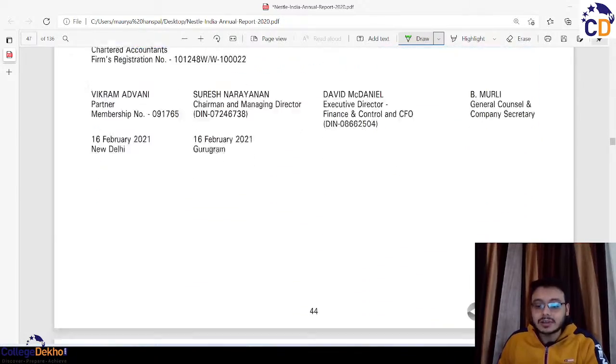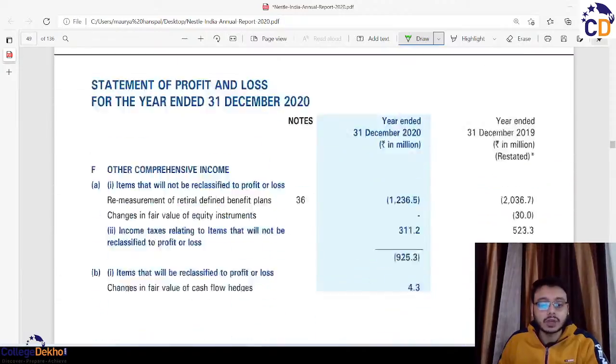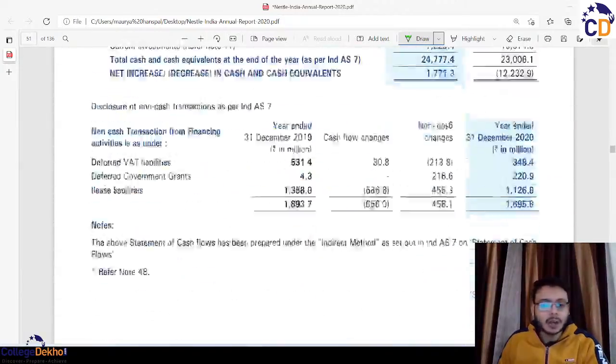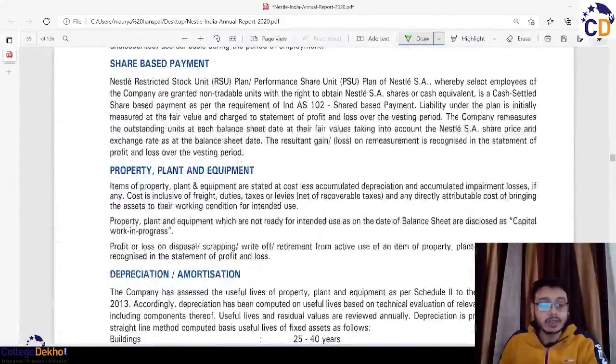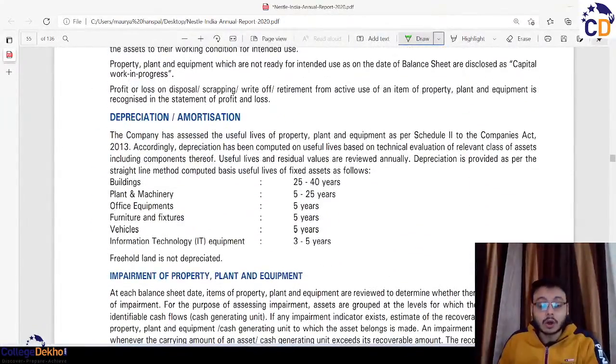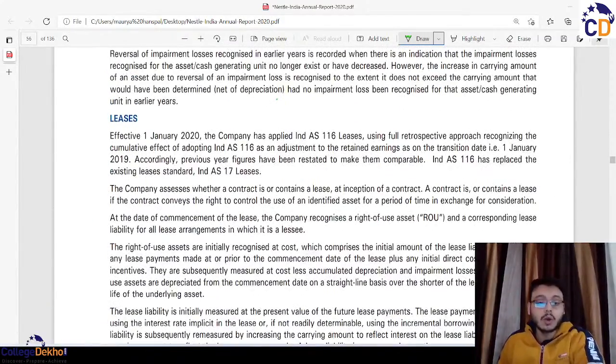So that we tried to understand in the previous session, and we had a detailed understanding of the notes to accounts, and we analyzed some of the notes as well, and we stopped at leases. We also talked about the difference between depreciation, amortization, and impairment, which is very important for you to know.